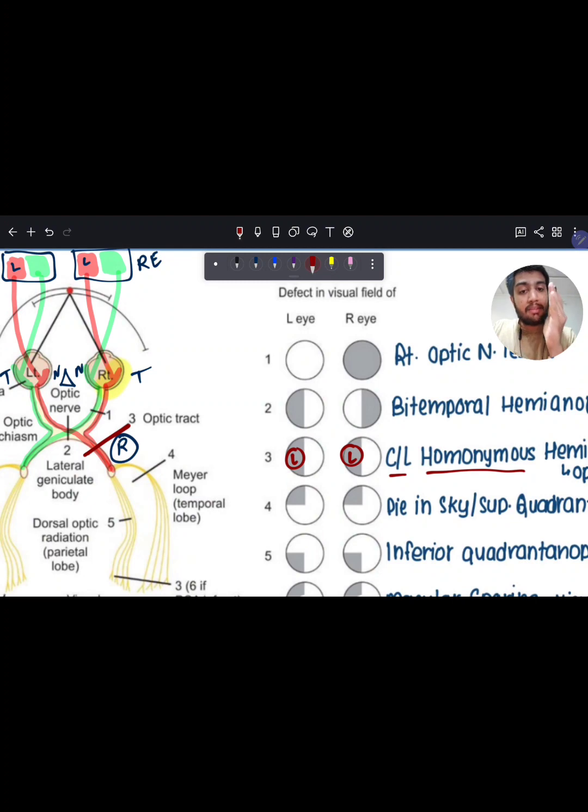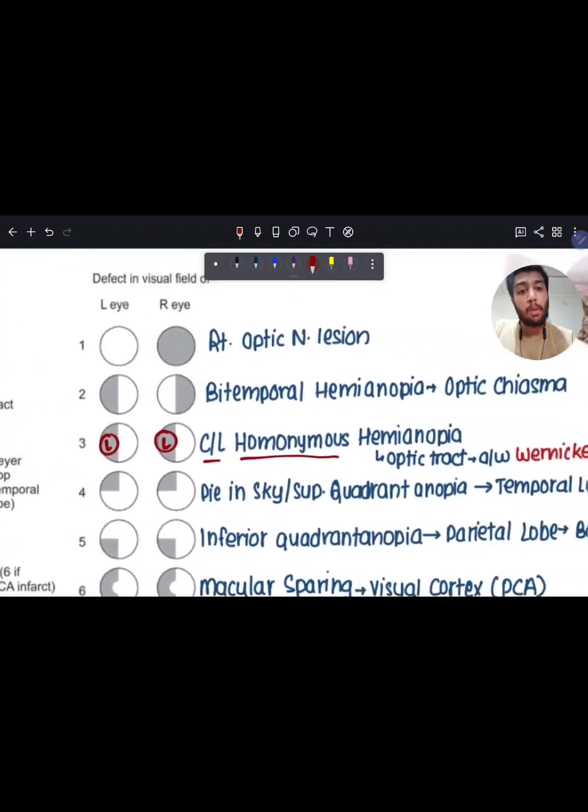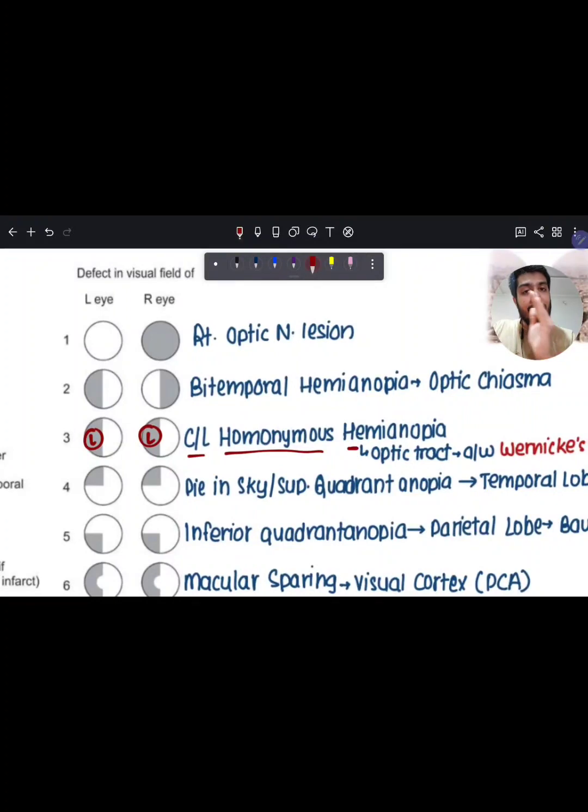So it is contralateral. It is homonymous. That means it is the left side of both. It is the left visual fields of both the eyes. That is the left eye and the right eye, they are losing the same visual field. That is the left visual field. So it is homonymous. It is hemi, that is only half of the vision is lost, and anopia means you cannot see.